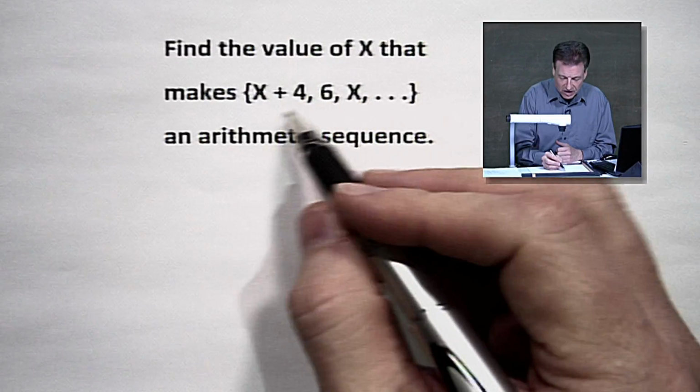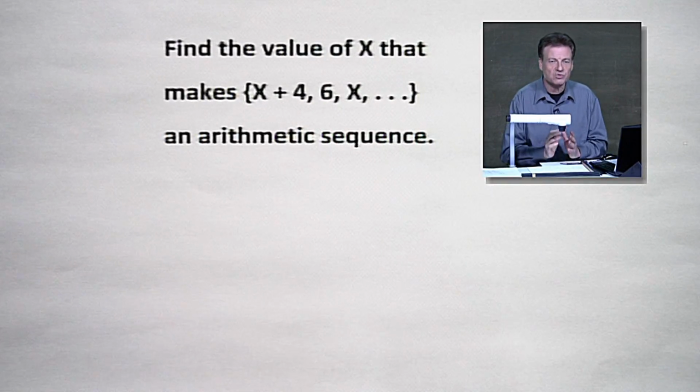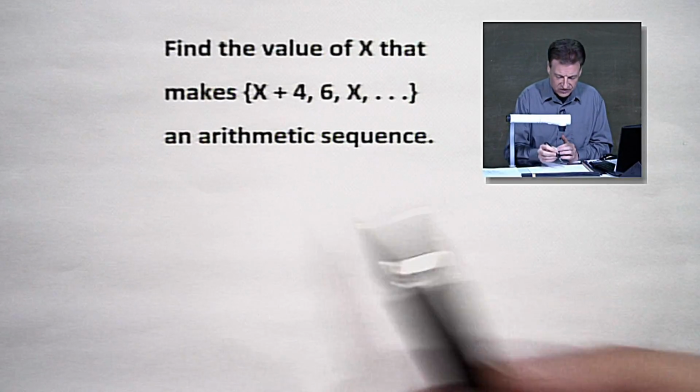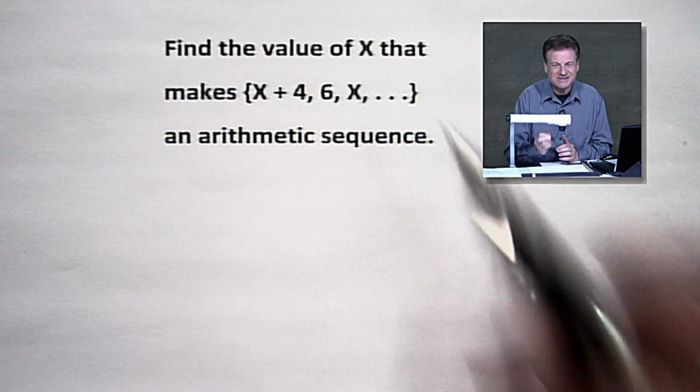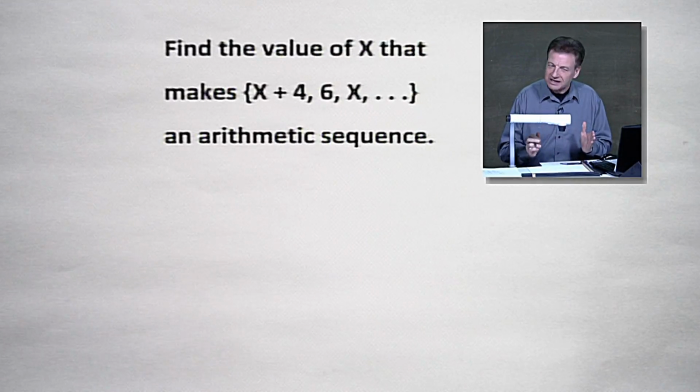You've got a variable here and a variable here situation. The only thing that's constant is that 6 right now. So in order to make this arithmetic, we have to find one specific value of x. So are you ready? Let's go for it.